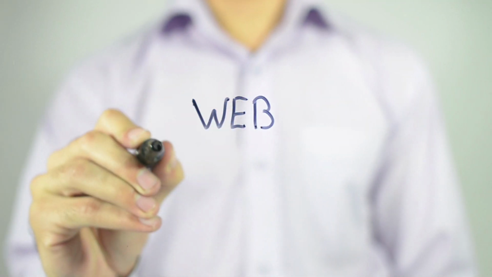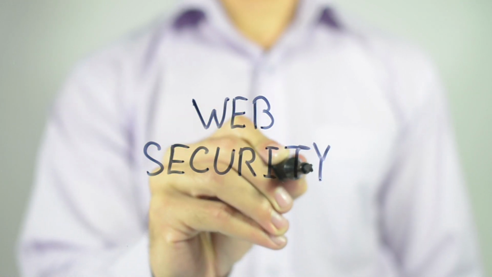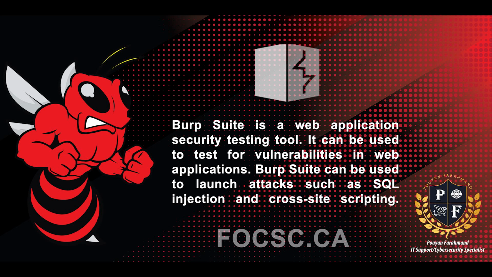a web application security testing tool. Today, I'm going to be discussing what Burp Suite does and how it can help you test for vulnerabilities in your web applications. To start off, let's talk about the basics. Burp Suite is a suite of tools that provide a range of functions for testing web applications.